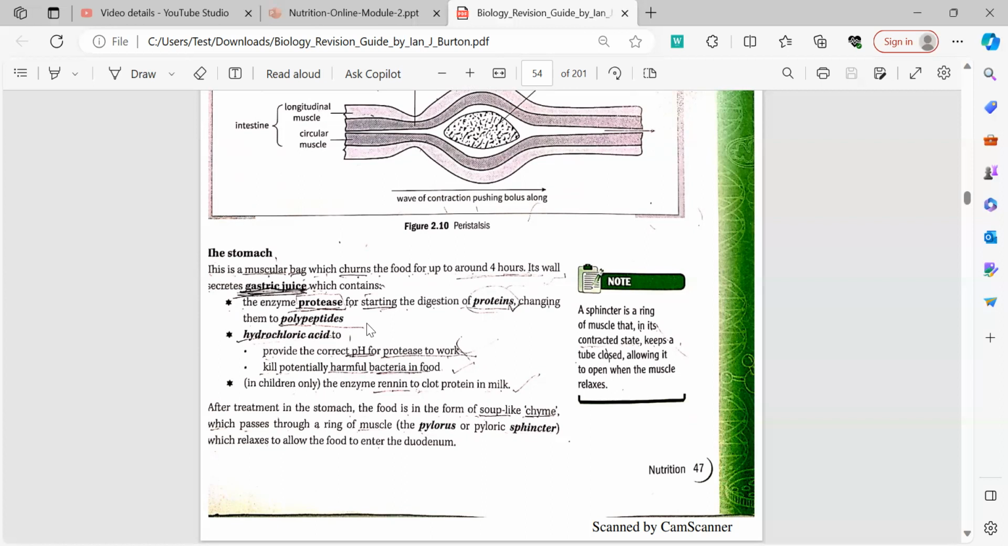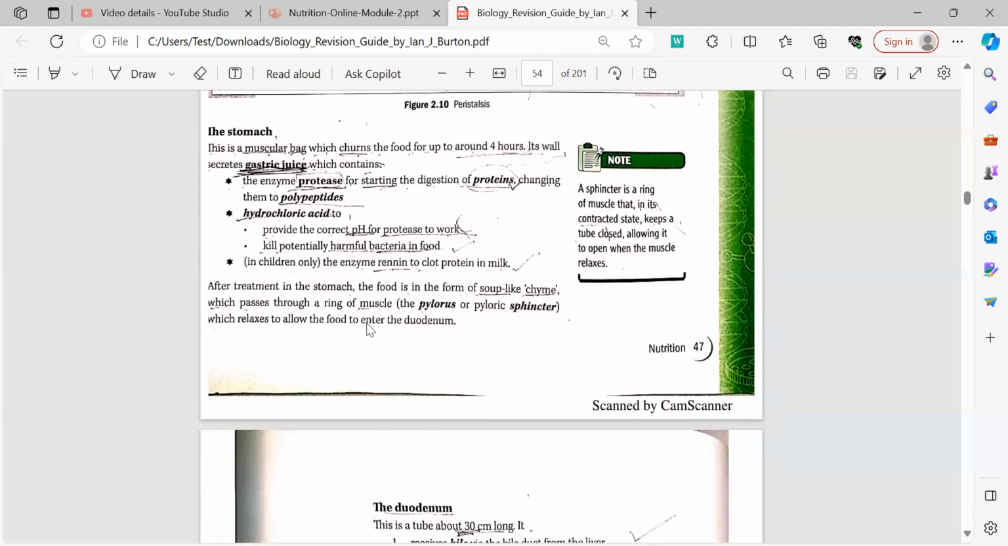Another function is that of the enzyme renin, which helps to clot the protein in the milk; it curdles the milk in the form of yogurt. After digestion in the stomach, the food is known as chyme.